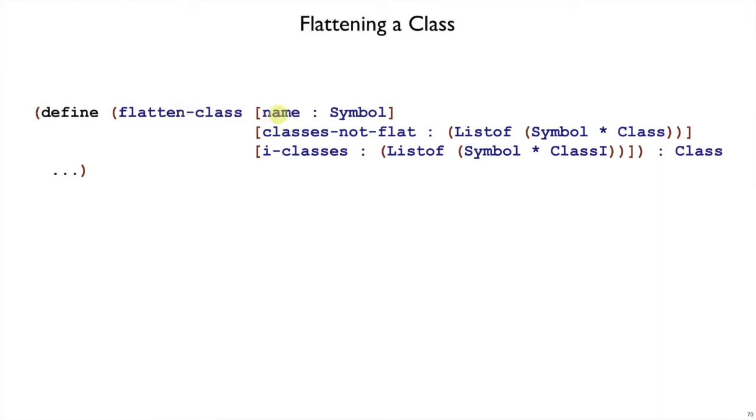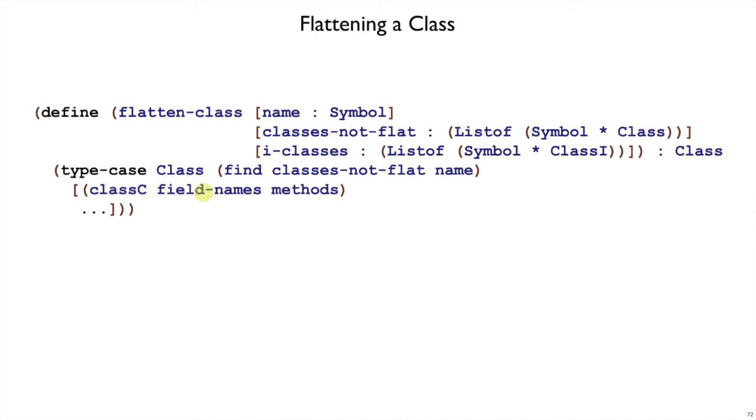You give it the name of a class that you want to flatten. You give it a list of named class C's, and then you give it the original class I declarations. So its job is going to turn one of these class C's into a class C with the extra methods and fields. So what it does first is it finds the classes that we're interested in, the class that we've been asked to convert by flatten class.